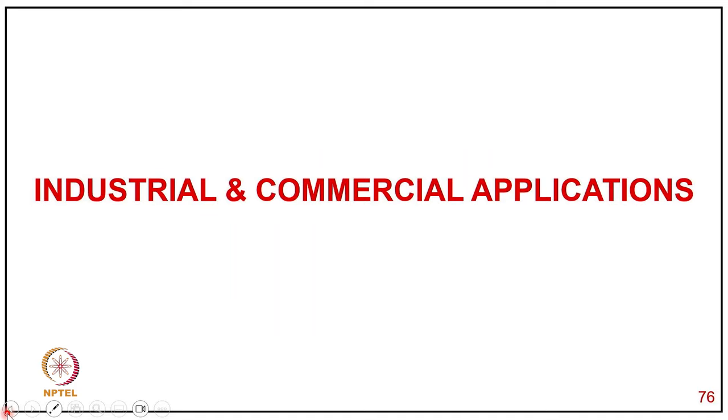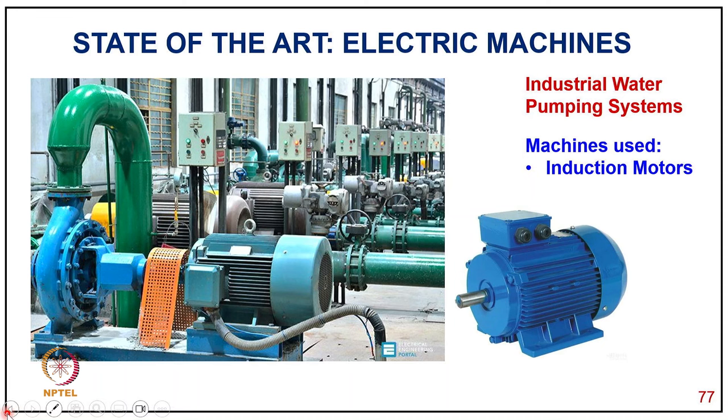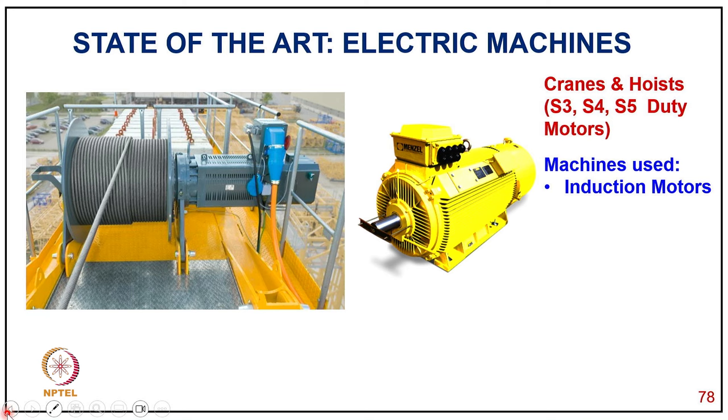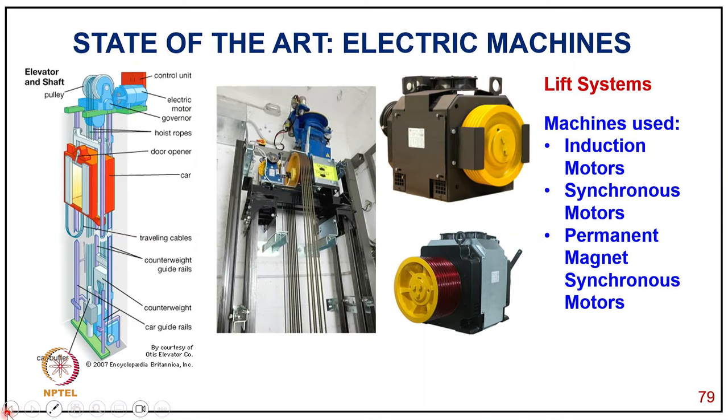Now coming to some of the industrial and commercial applications of these electrical machines, starting with the induction machine used for industrial water pumping systems, then cranes and hoists with different duty like S3, S4, S5 duty motors, huge induction motors as you can see in the photograph, followed by typically electrical machines in lift and elevator systems. All these use induction motors, synchronous motors, permanent magnet synchronous motors, which are used for high efficiency. Of course all these now use the variable frequency drive, which really increases the comfort level for controlling these lift and elevator systems. Apart from that, it gives good efficiency also. It saves a lot of energy, even with regeneration, in these applications.